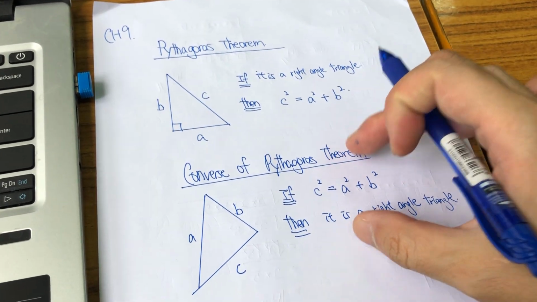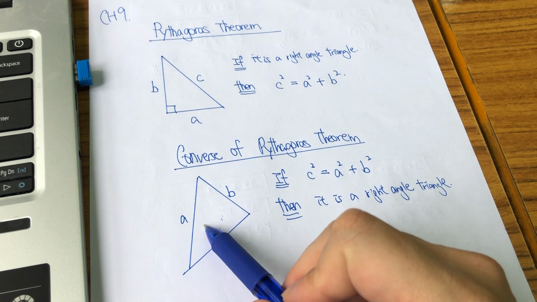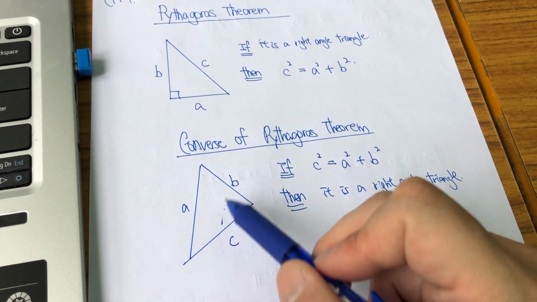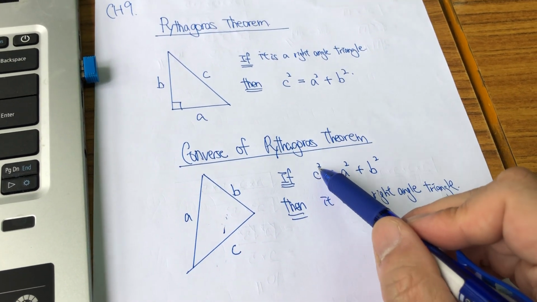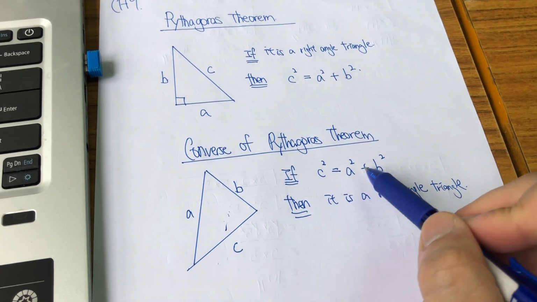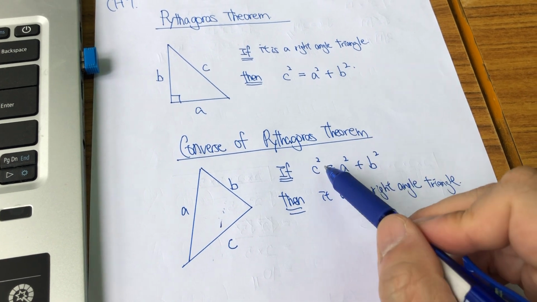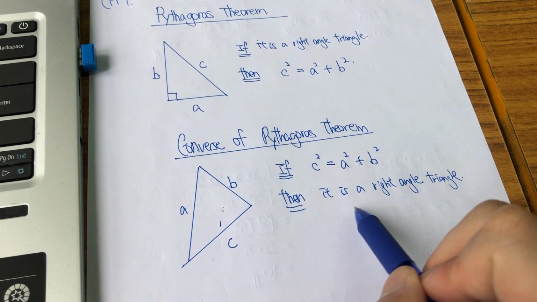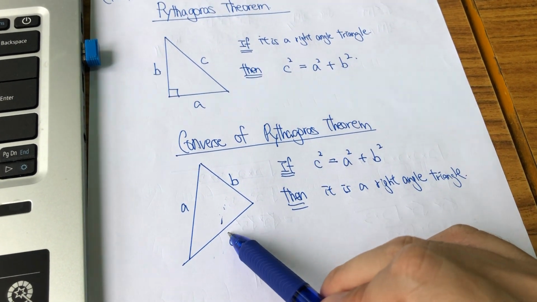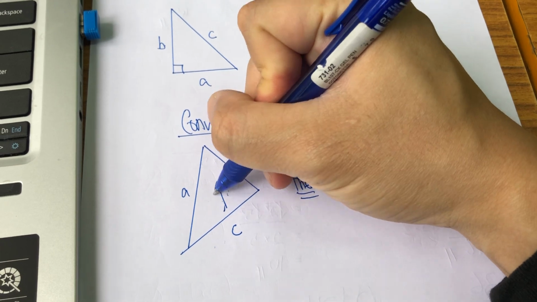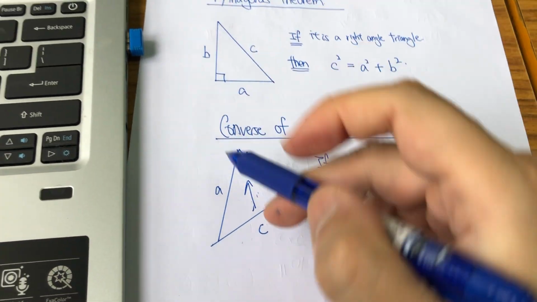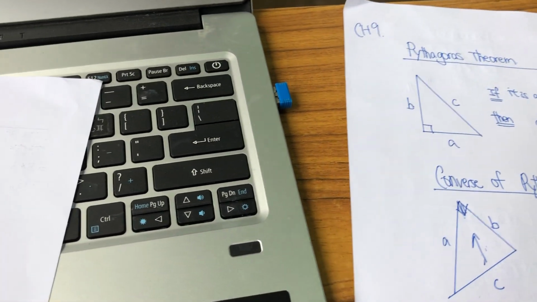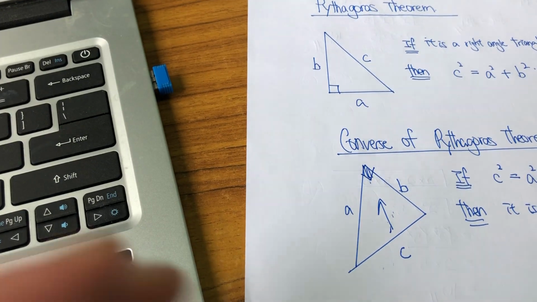So we could use this one to check whether a triangle is a right angle triangle or not. We simply need to check the length of the three sides. See if the longest length to the power of 2 is equal to the sum of the shortest lengths to the power of 2. If they are equal, then this is a right angle triangle. And we could also tell which one is the right angle because C, this one, is the longest. Therefore, the opposite angle, this one, is the right angle. Okay? So this is the converse of the Pythagoras theorem.